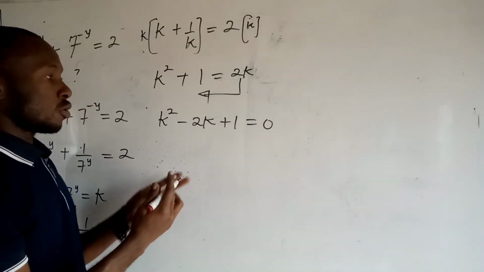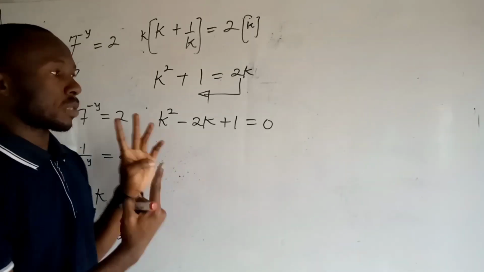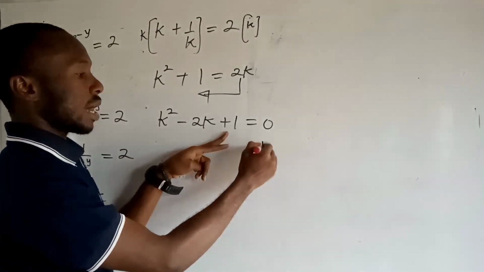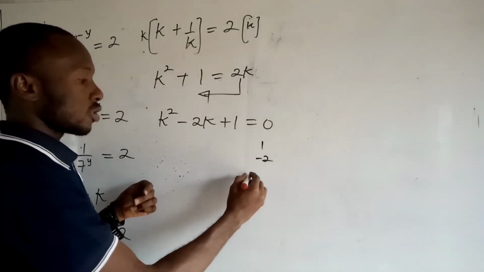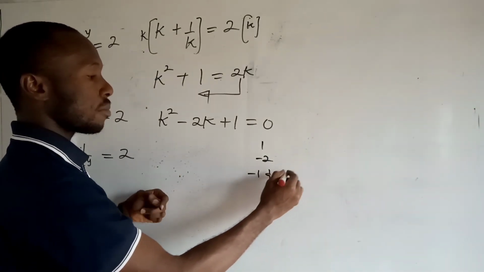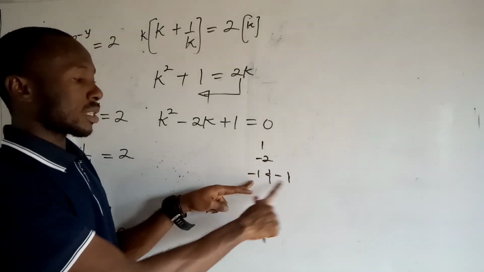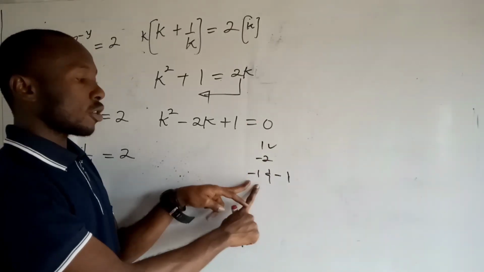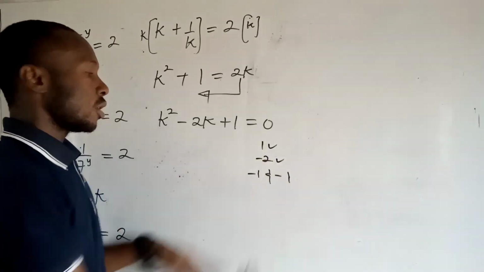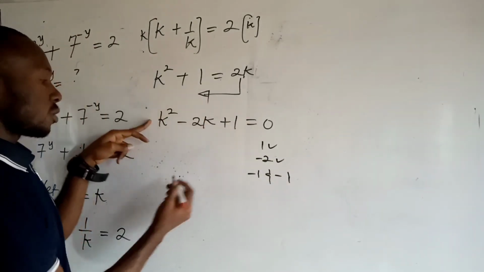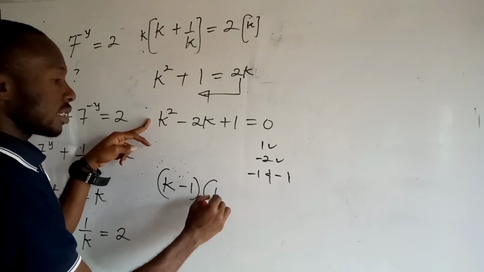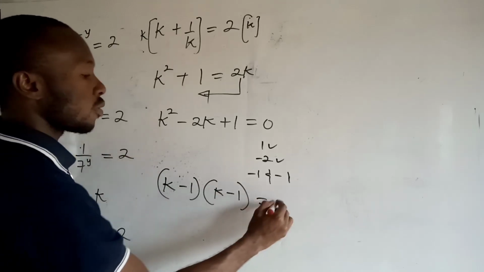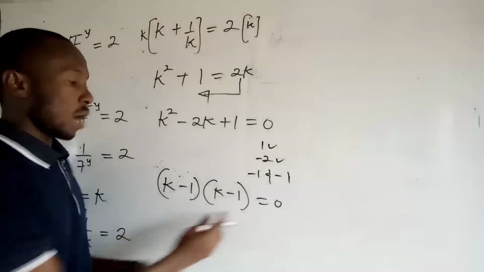Now at this point, you're looking for two numbers such that when you multiply them, you get 1, and when you add them, you get minus 2. Of course, these two numbers are just minus 1 and minus 1. So this whole equation is going to be factored as (k - 1)(k - 1) = 0. So these two factors, I will equate them to 0.